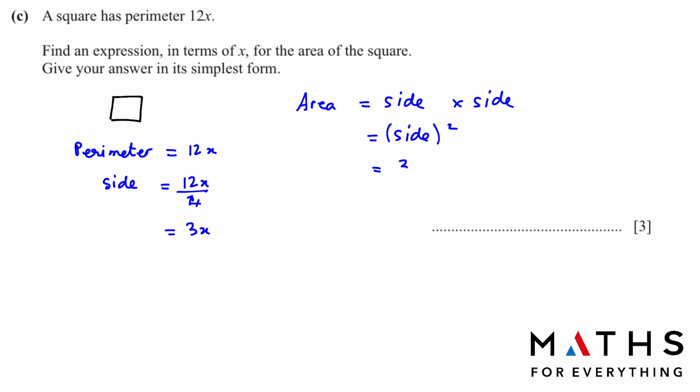What is our side? 3x. We are going to square the whole thing. The square is for the number as well as x. So 3 square is 9 and x square is going to be x square. The answer is 9x square.